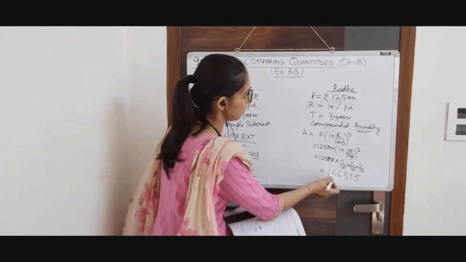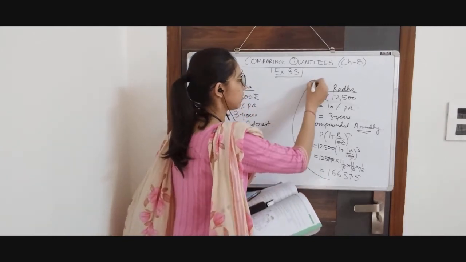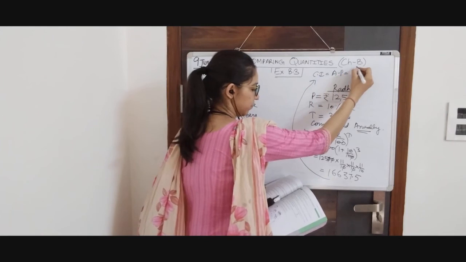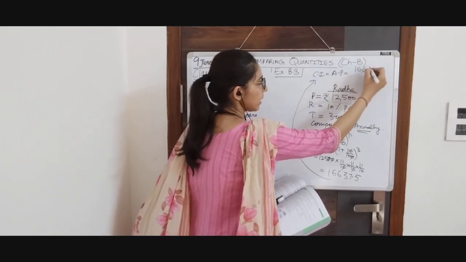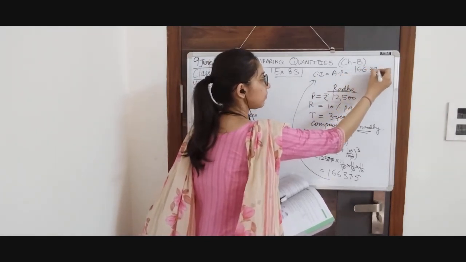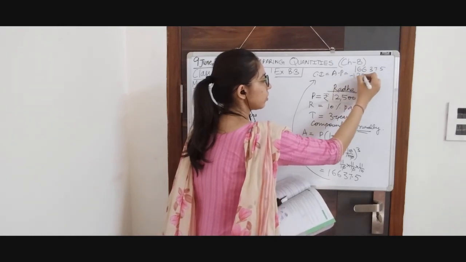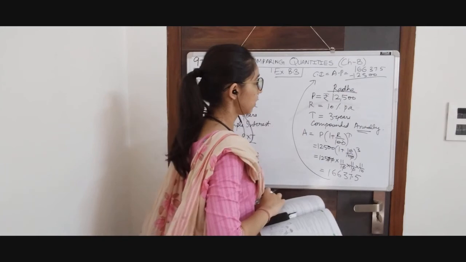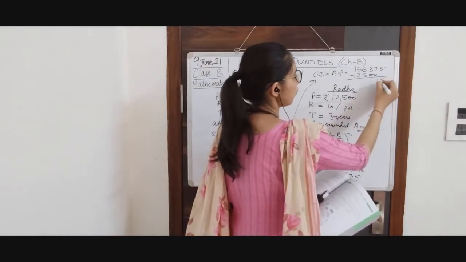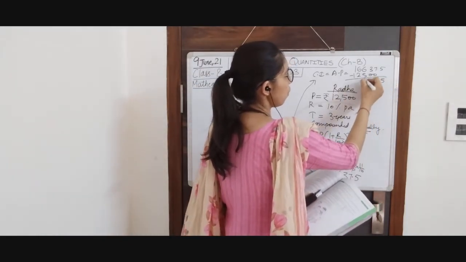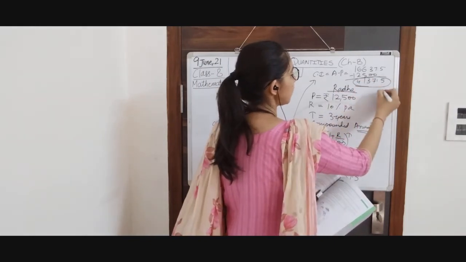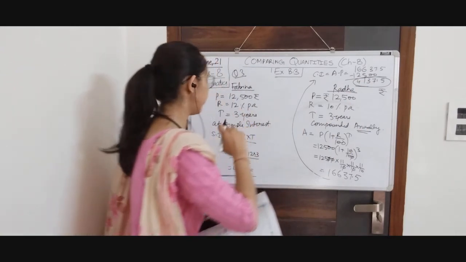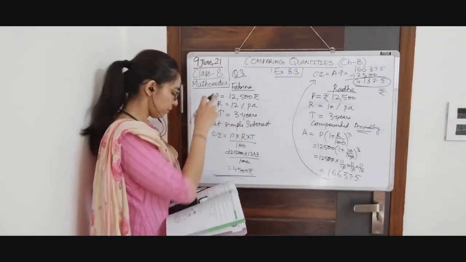Here we have to find out the interest, and compound interest will be amount minus principal. It means we have to subtract 12,500 from this much, and we will get 4137.5 rupees. This is the interest that Radha will be getting, and this is the interest that Fabina will be getting.